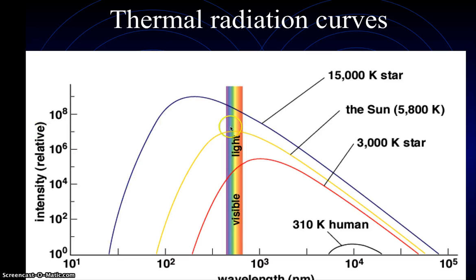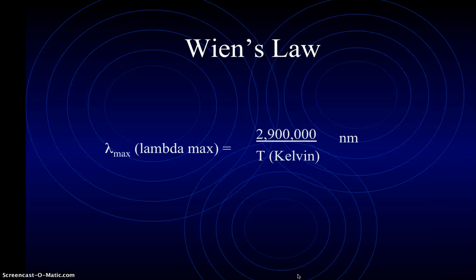Basically, these three curves right here are for different temperature objects, with the top curve being the hottest object and the lowest curve, the human, being down here. But there are two things that we want to notice. The curve in general gets higher and covers a wider range of wavelengths as the temperature gets higher. But we also notice that the peak shifts to shorter wavelengths. That shift to the shorter wavelengths is what we refer to as Wien's law.